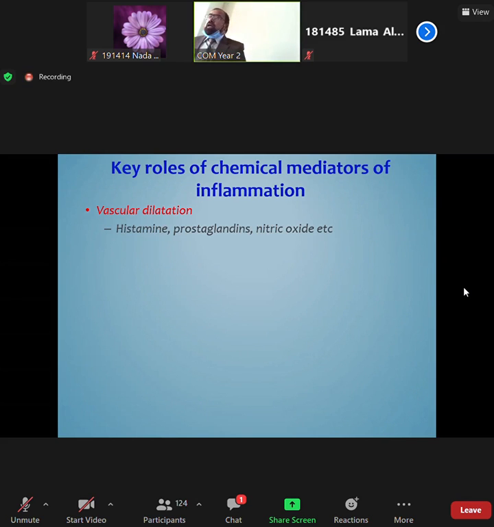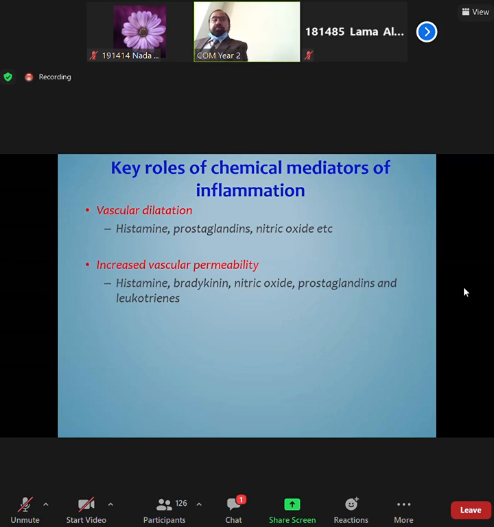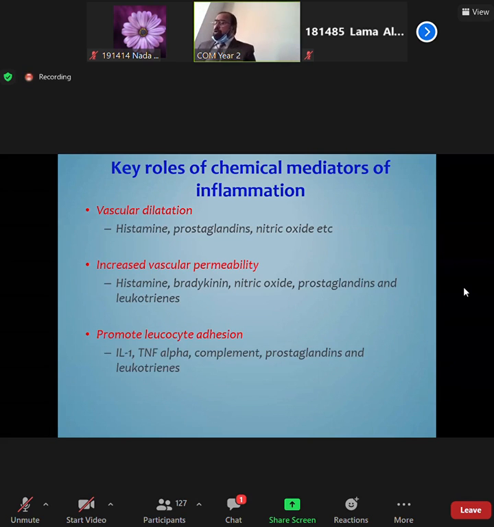Now you can make a chart and fill in more. Whatever there is, make a full chart. These are the chemical mediators which do vasodilation. Increased vascular permeability: histamine, bradykinin, nitric oxide, prostaglandins, and leukotrienes. Then those which promote leukocyte adhesion: interleukin 1, TNF alpha, complement, prostaglandin, and leukotrienes. Those which promote chemotaxis: prostaglandin and leukotrienes.